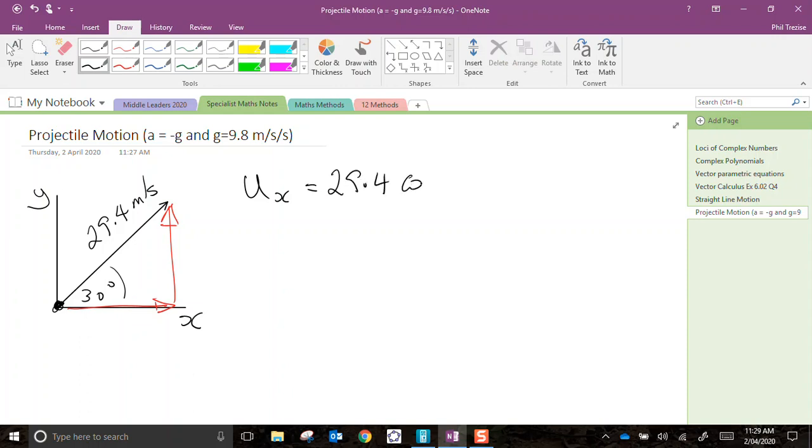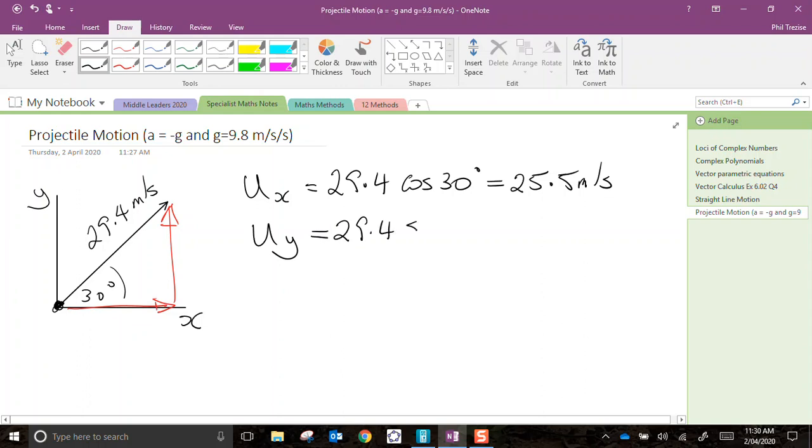29.4 cosine 30 degrees, and I find that to be 25.5 meters per second. The initial vertical velocity, 29.4 sine of the 30 degrees, and I make that as 14.7 meters per second. I'll be working through figure accuracy throughout this question, which again is a fairly typical choice.